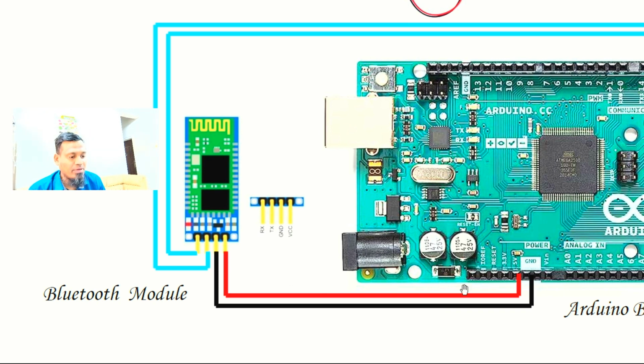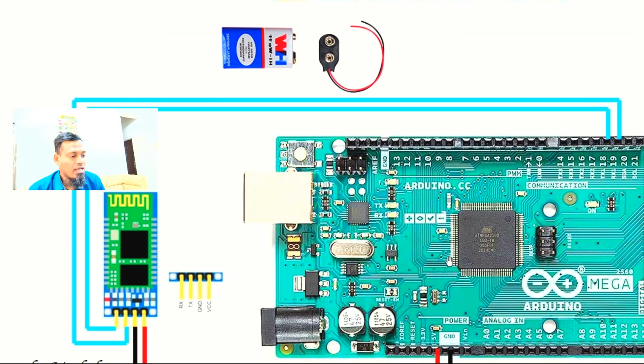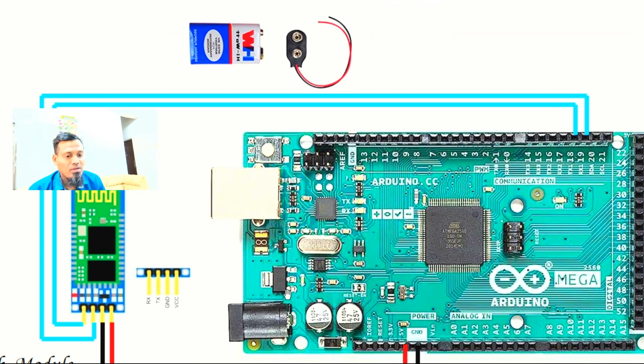The 5 volt pin will be connected to the Arduino 5 volt, and the ground pin of the Bluetooth module will be connected to the ground pin of the Arduino Mega board. The TX pin will be connected to the RX1 pin of the Arduino Mega, and the RX pin of the module will be connected to the TX1 pin of the Arduino Mega. You have to connect it vice versa: TX should be connected to RX and RX should be connected to TX.